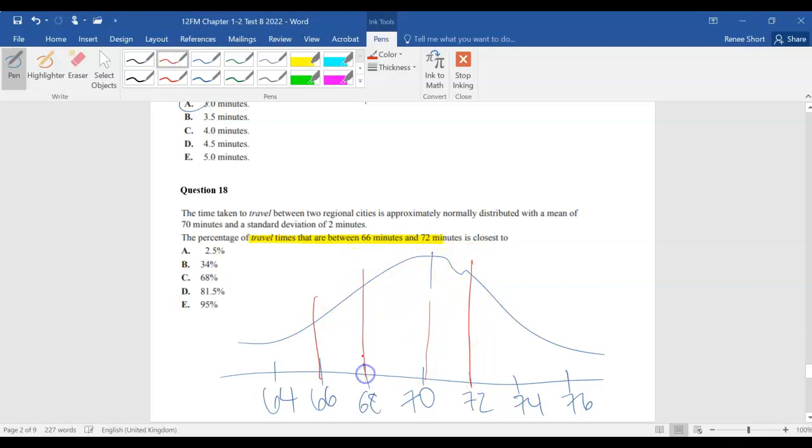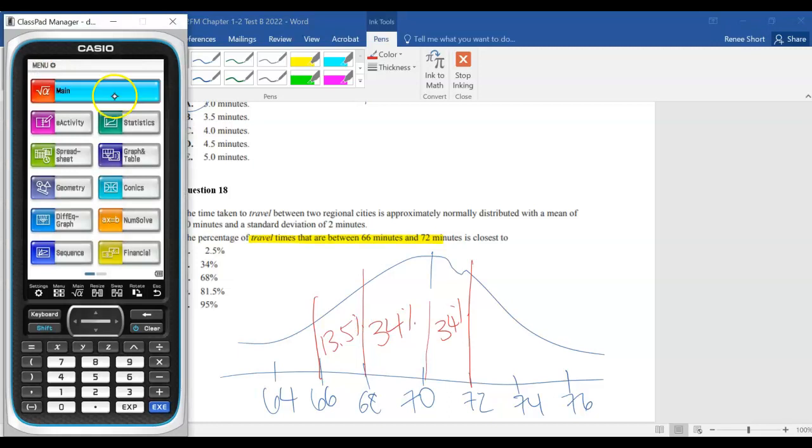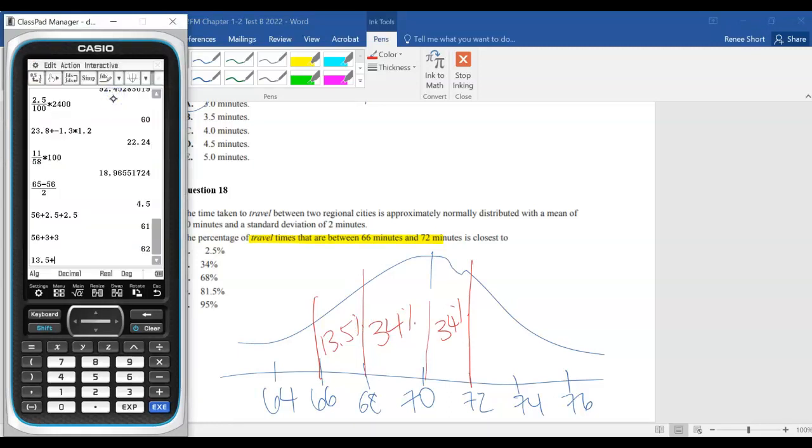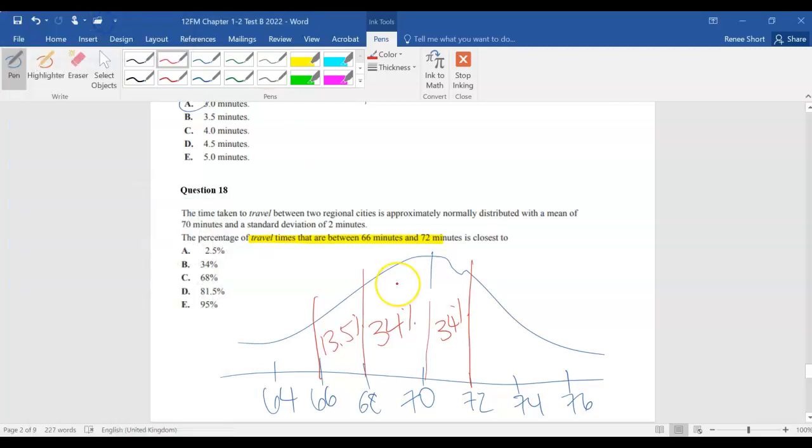Now, this is when it would be handy to use that image that we drew where we knew these bits here contain 34% each, and this bit here contains 13.5%. And if I then add them all together, so 13.5 plus 34 plus 34, I get 81.5%. So the answer would be D. And I really recommend, if you don't have that image in your reference book, you do fill that in and fill in what all of the various percentages would be for each section.